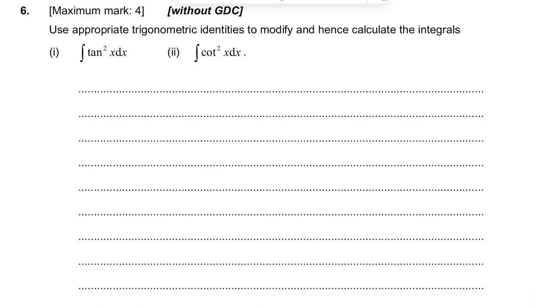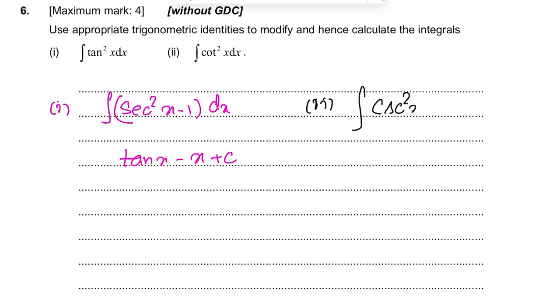Question number 6, integral of tan square x. Tan square x can be written as secant square x minus 1 dx. What is the integral of secant square x? Tan x. So tan x minus x plus c. Now integral of cot square x. Cot square x can be written as cosecant square x minus 1 dx. So what is the integral of cosecant square x? Minus cot x. So minus cot x minus x plus c.